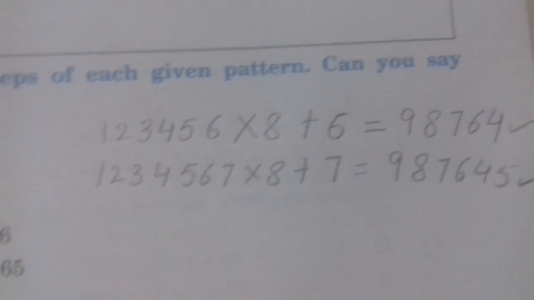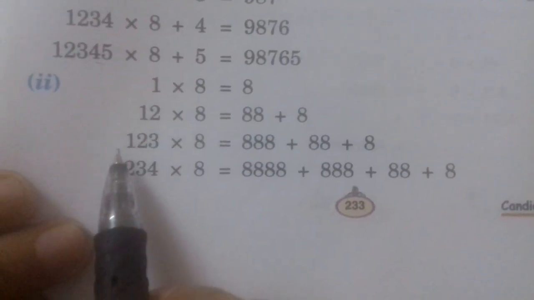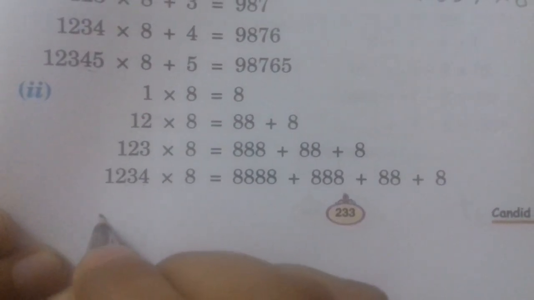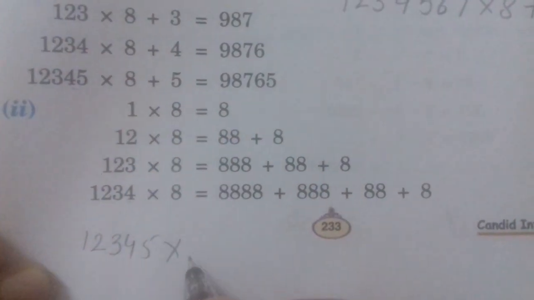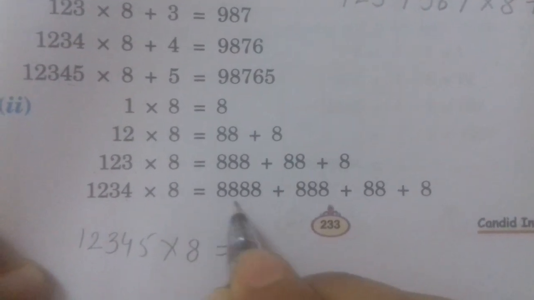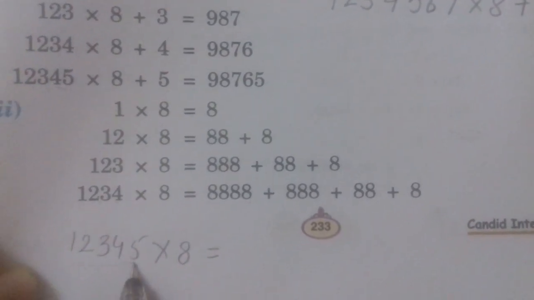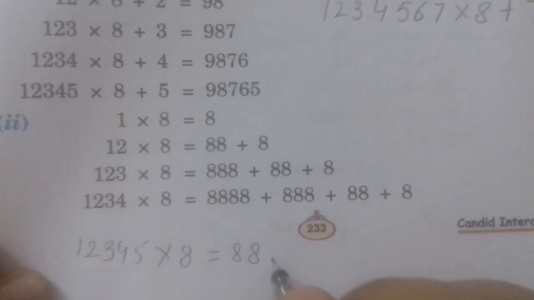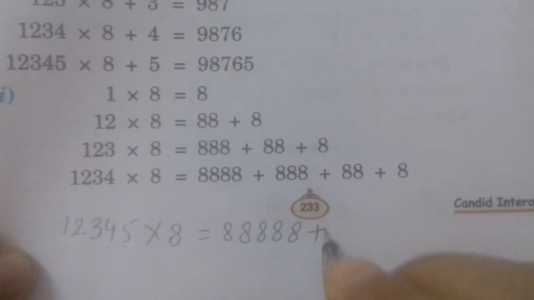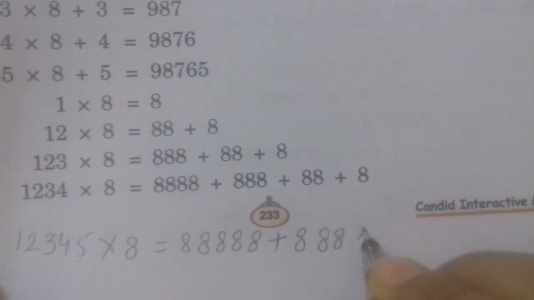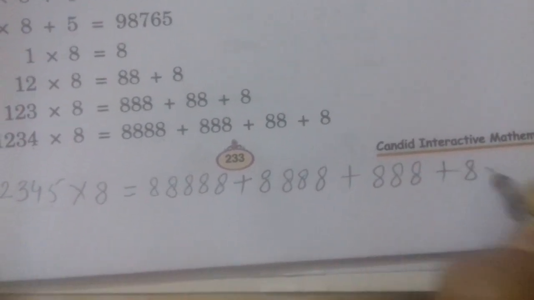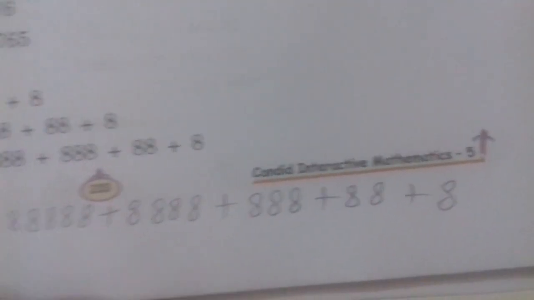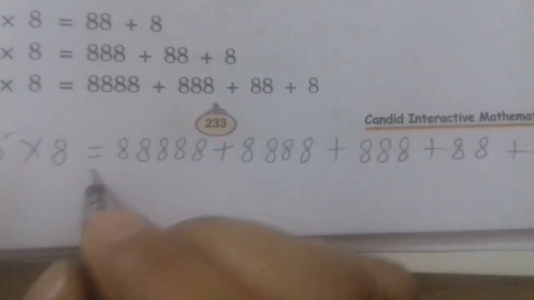Same way in the next question you can observe the second part. 1 into 8 is equal to 8, then 1, 2, then 1, 2, 3, 1, 2, 3, 4. What will be the next step? 1, 2, 3, 4, 5 multiply 8 is common in all is equal to, how many times 8 is there? 4 times, and here how many digits have we taken? 5. So 1, 2, 3, 4, 5. Then 1, 2, 3, 4 in the decreasing order. 1, 2, 3. Then 1, 2 and then 1. Same way the next step you will complete yourself.